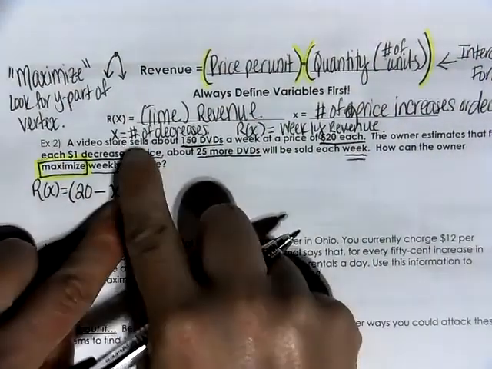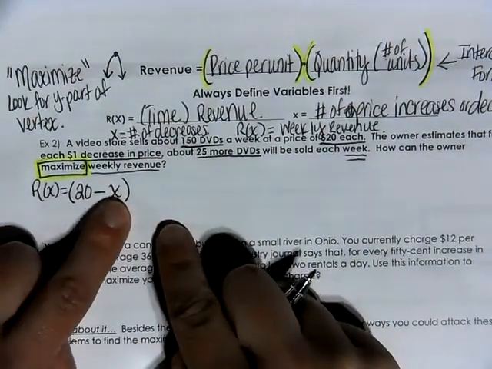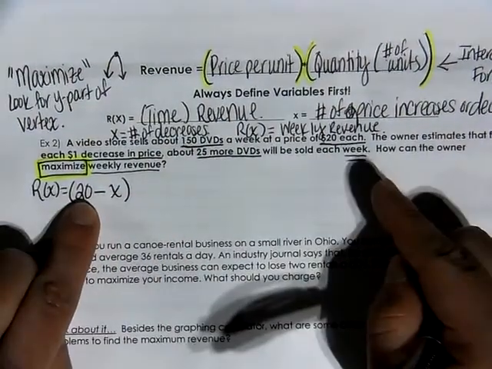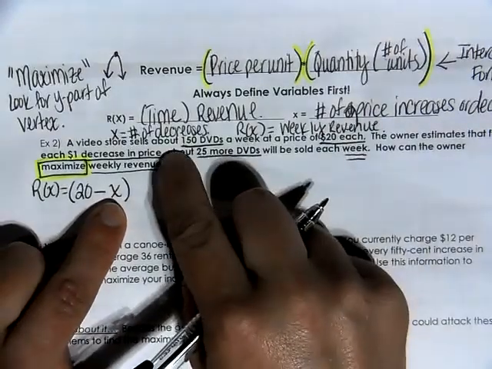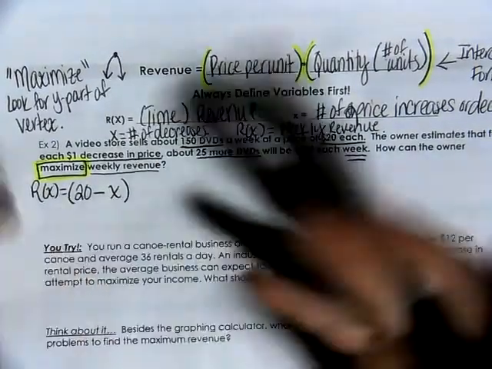Remember, x represents the number of decreases. So if x was 1, the price would decrease by $1. If this was 2, it would decrease by $2, if that makes sense.